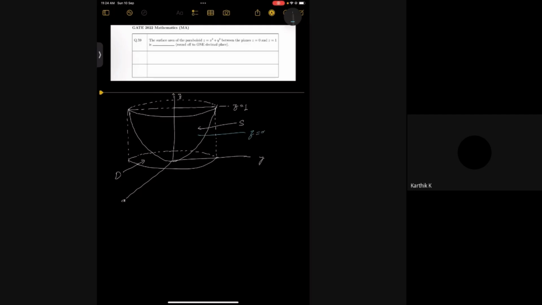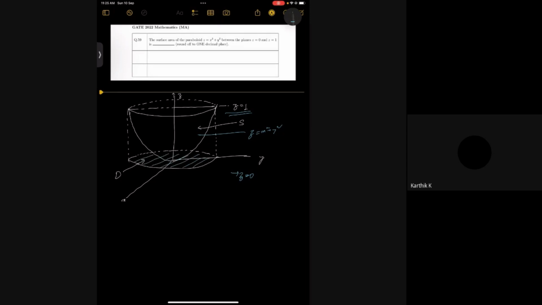z equals x squared plus y squared. It's always a good idea to know how a surface looks. And between the planes z equals 0, this is our xy plane, and z equals 1, if you cut off, you get this paraboloid. Now again, if you project this paraboloid on the xy plane, you'll get a disk, right?